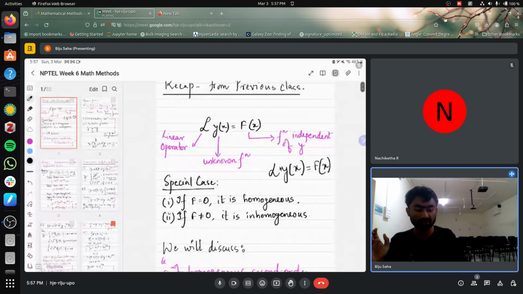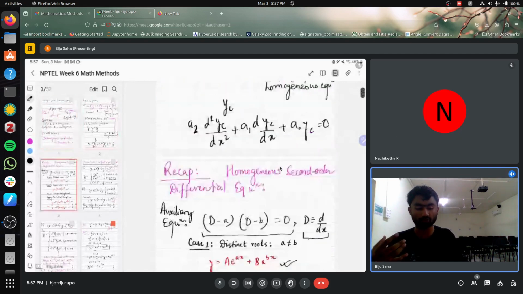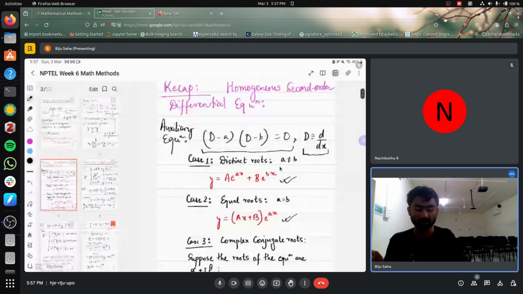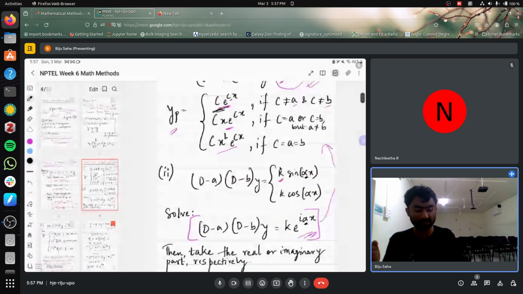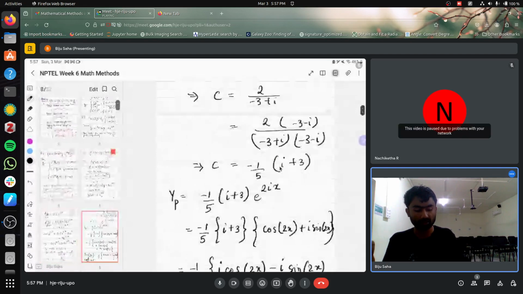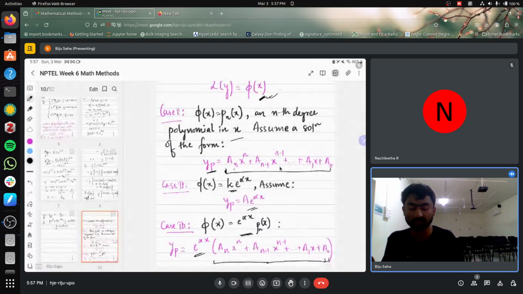So we started with how to obtain the homogeneous solution to the homogeneous second order differential equation. There were three cases, and then how to obtain the particular solution. So there was this guess method. We were guessing solutions depending upon what function occurs in the inhomogeneous differential equation. We were guessing various particular solutions to the differential equation.